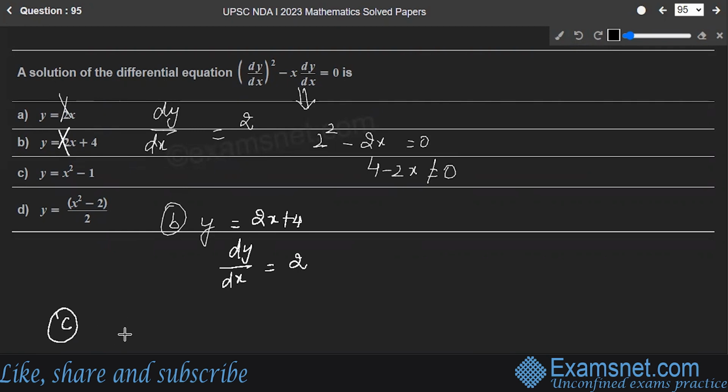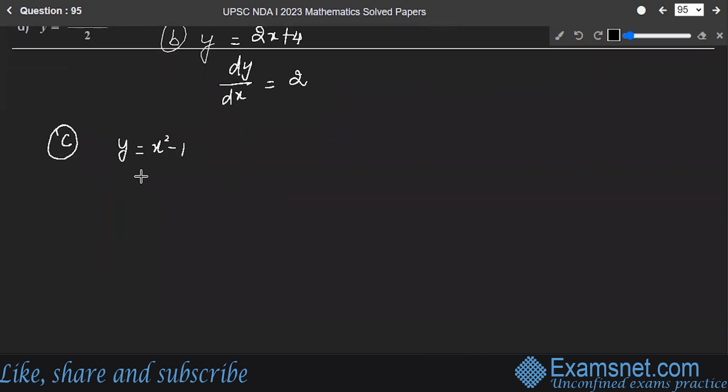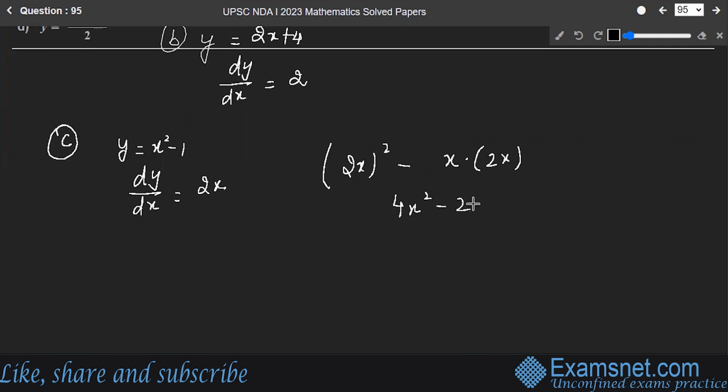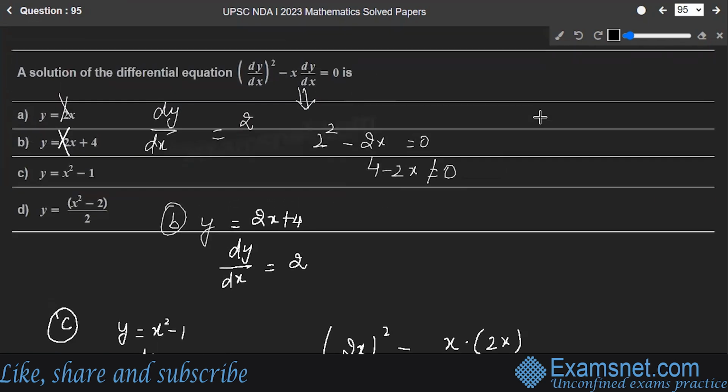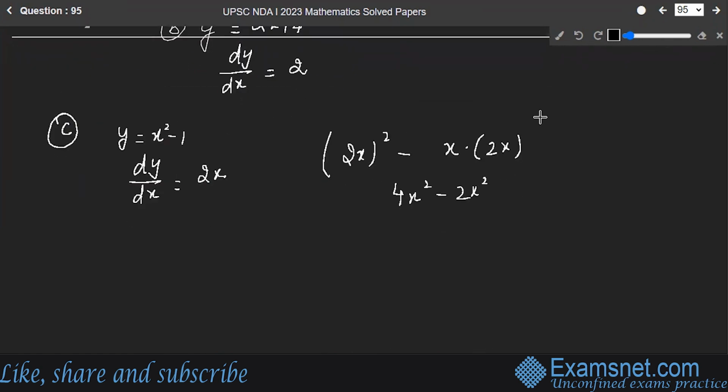Let's go for the C option, which is y is equal to x square minus 1. So dy by dx is equal to 2x. Let's put it in the given differential equation, which was 2x square minus x into 2x, which gives 4x square minus 2x square. This gives you 2x square. So this is also incorrect. C is also incorrect.